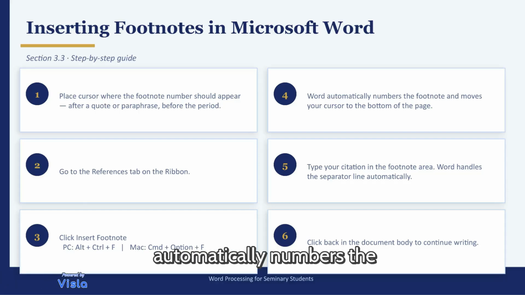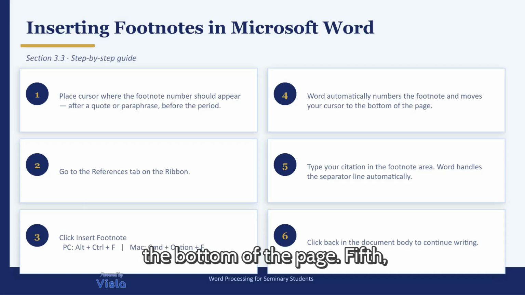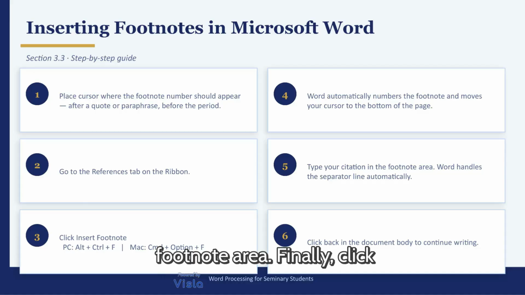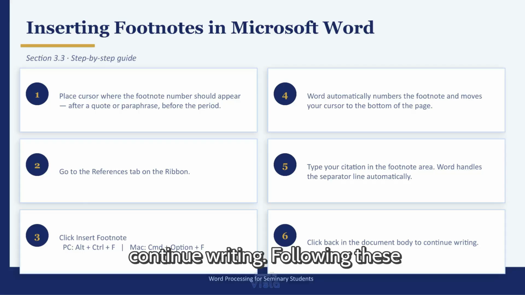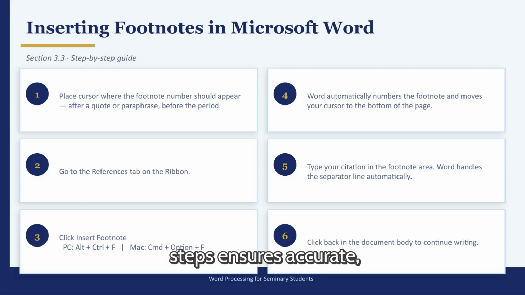Fourth, Word automatically numbers the footnote and moves your cursor to the bottom of the page. Fifth, type your citation in the footnote area. Finally, click back in the document body to continue writing. Following these steps ensures accurate, auto-numbered footnotes every time.